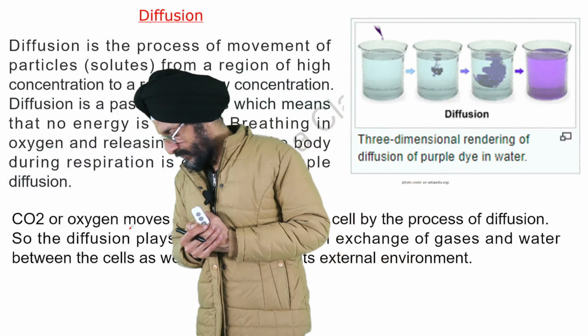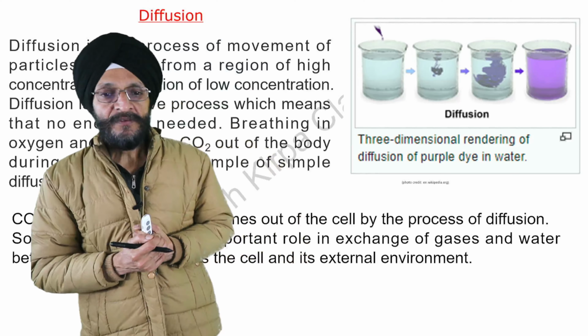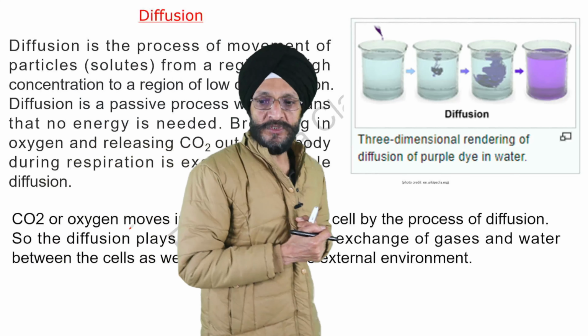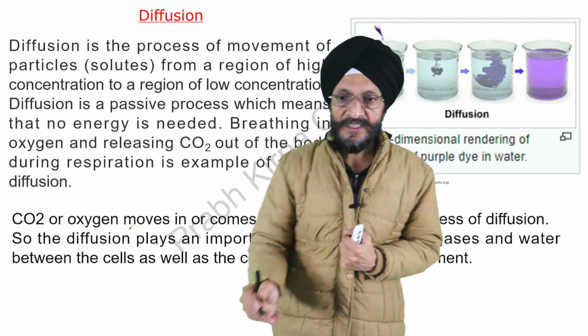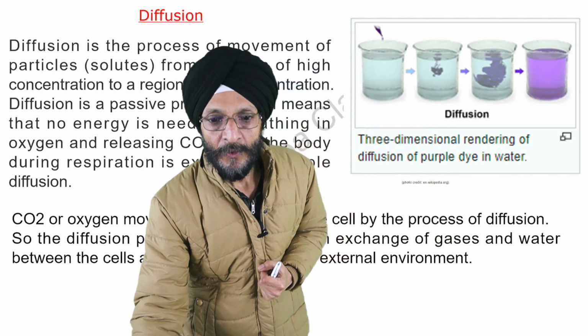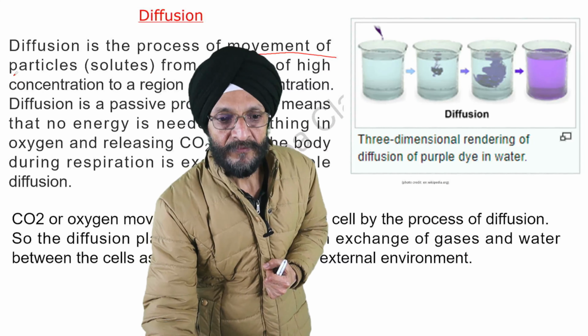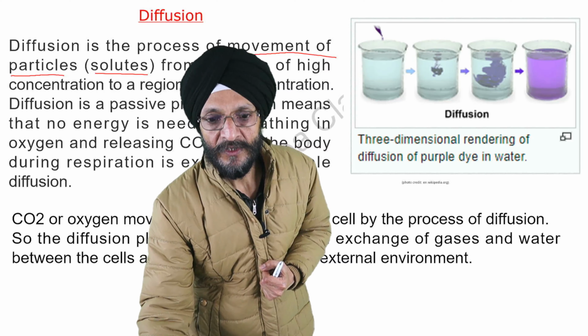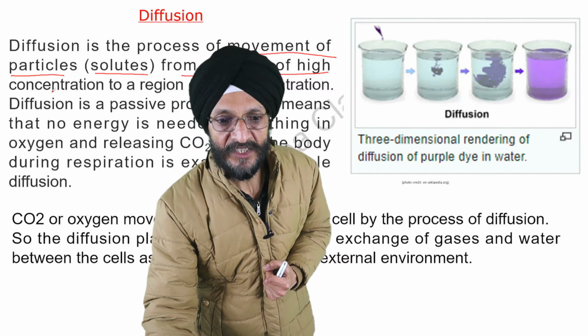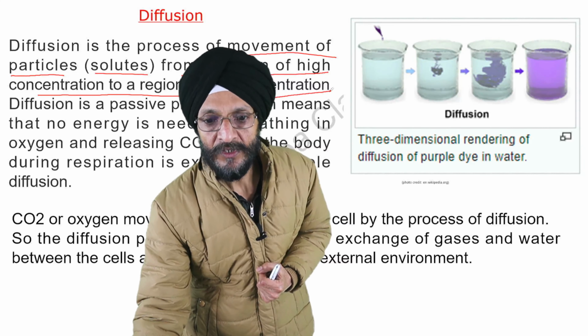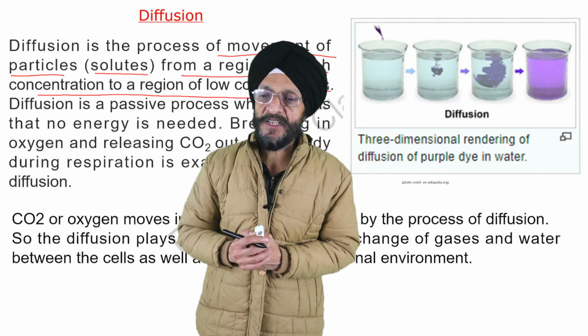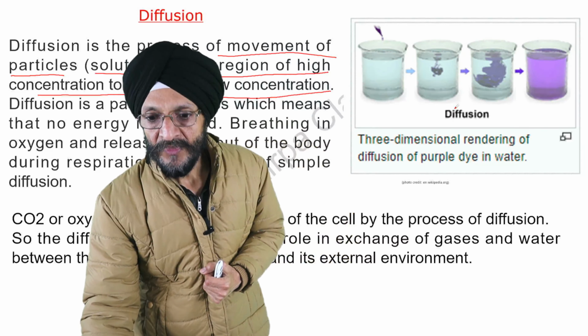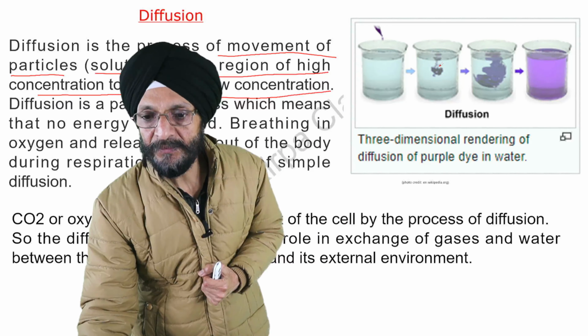Now we understand the meaning of what is the process of diffusion. Diffusion is the process of movement of particles, that is solutes, from a region of high concentration to a region of low concentration. In this picture, you can see that a purple dye has been put out in the water.